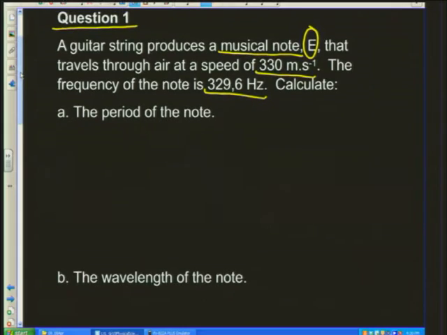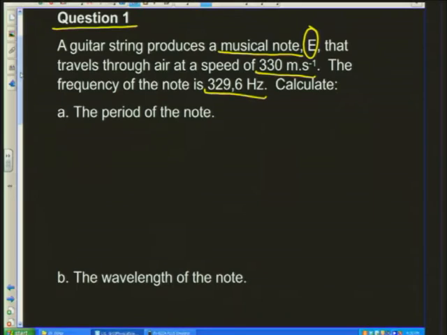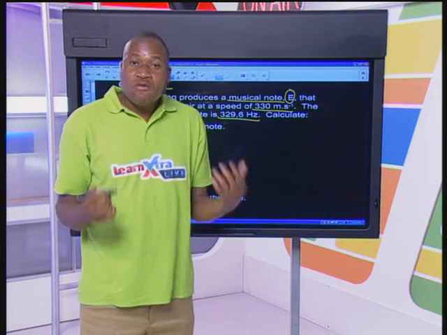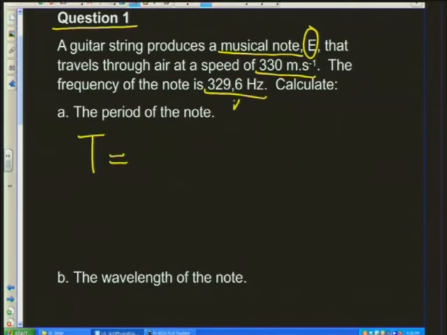Now, you are to calculate the period of the note. What is the scientific symbol for period when we're talking waves? It is capital letter T. So you write T is equal to. What is the formula that gives us the period of the wave? You are given your frequency and the speed of the sound wave in air. Period is always given by 1 over F, 1 over frequency.